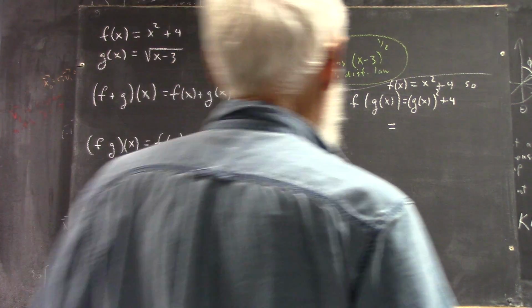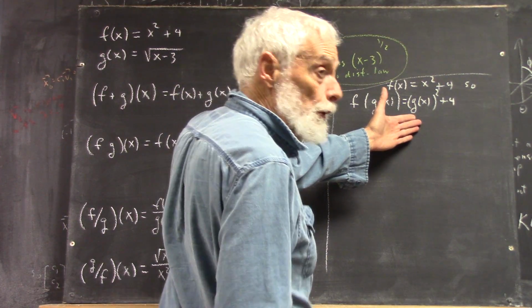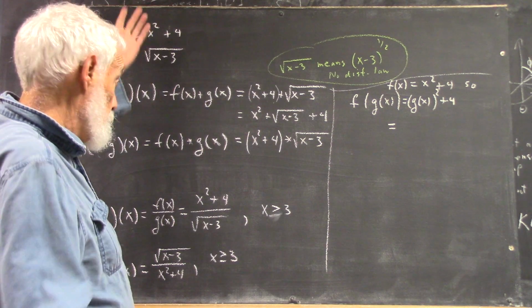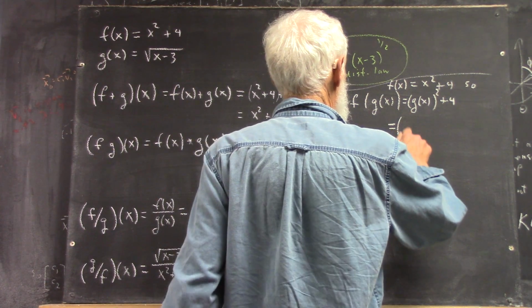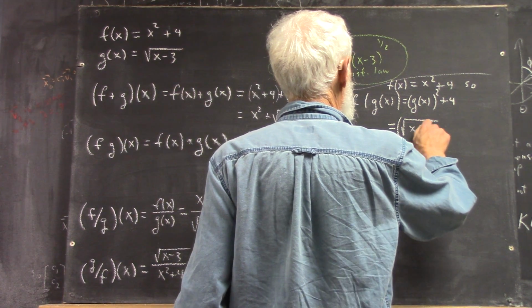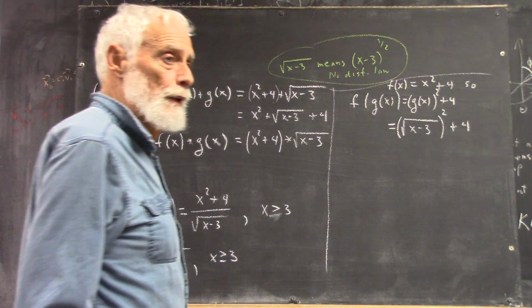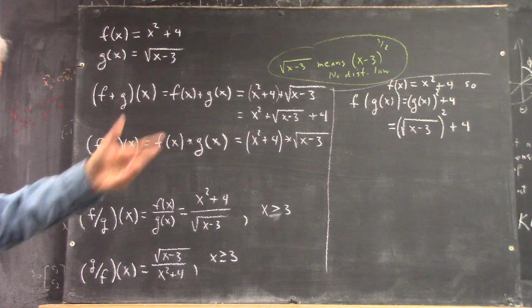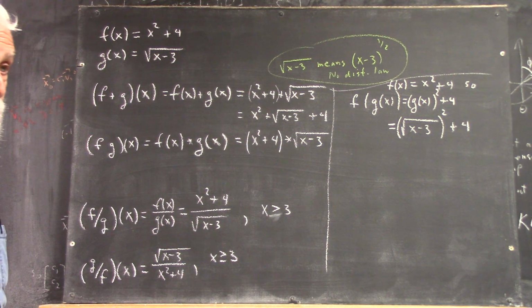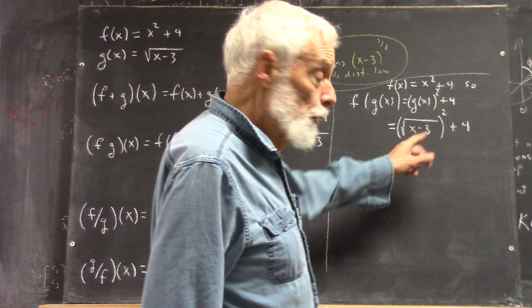Okay. So we've replaced g of x with the expression for g of x. Very simple substitution. We get the square root of x minus 3 quantity squared plus 4. Then what? What do we get if we square the square root of x minus 3?